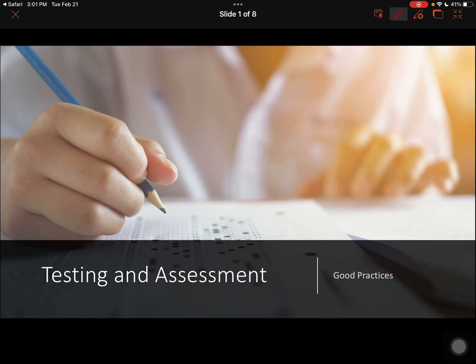So today we're going to talk about testing and assessment and good practices when it comes to designing test questions using Bloom's taxonomy to write your tests and design your projects and things for classes. We're also going to touch a bit on the perspective when it comes to grading.